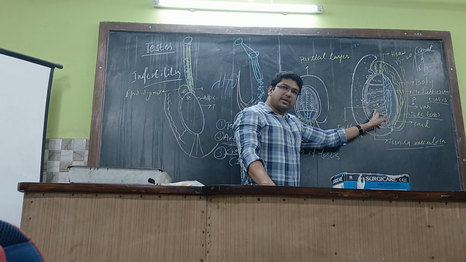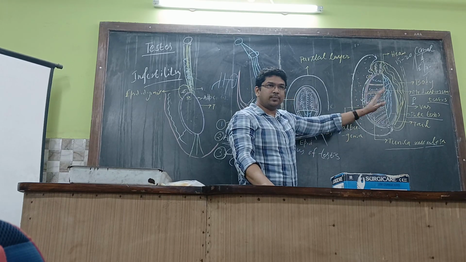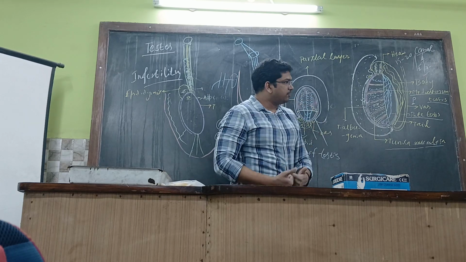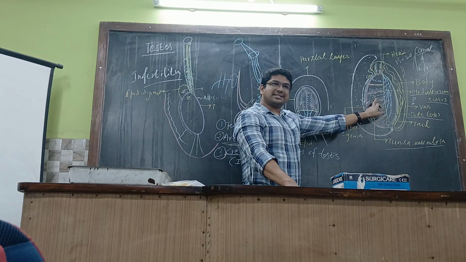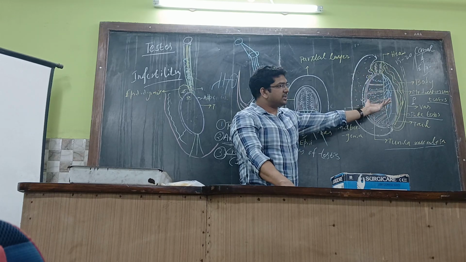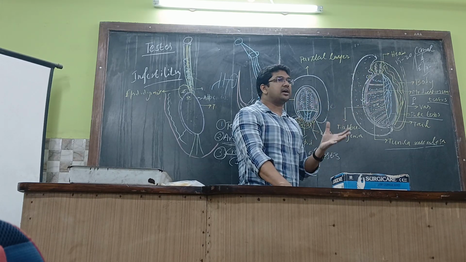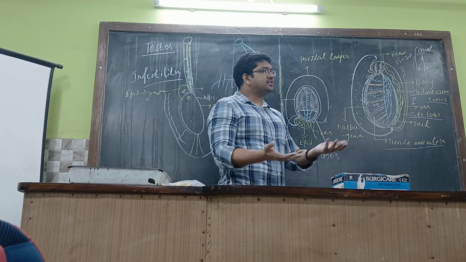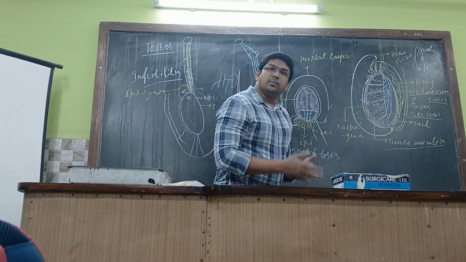So the testis will be supplied again by means of sympathetic and parasympathetic nerves. Getting it? All the way from above downwards, from either side of the spinal cord, there will be sympathetic and parasympathetic nerves. Those will be supplying the testis. You already know what is the use of the sympathetic and parasympathetic nerves. Parasympathetic nerves will be causing secretions, and sympathetic will be for pain sensation.